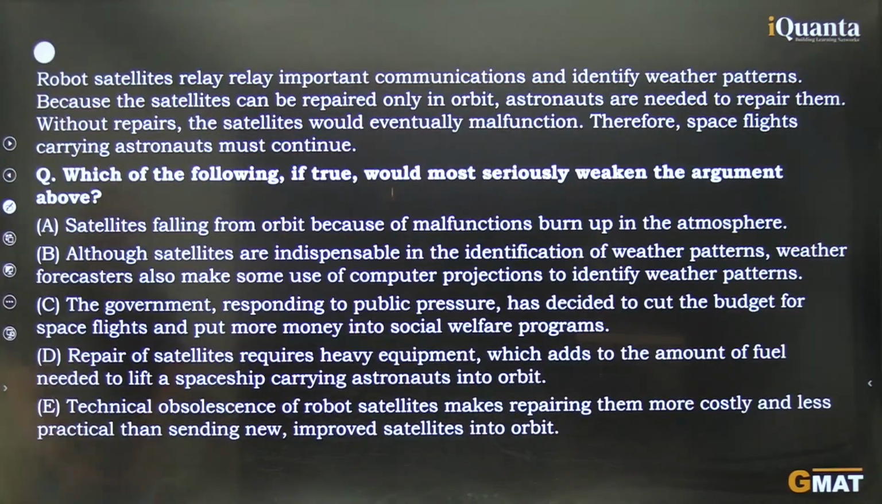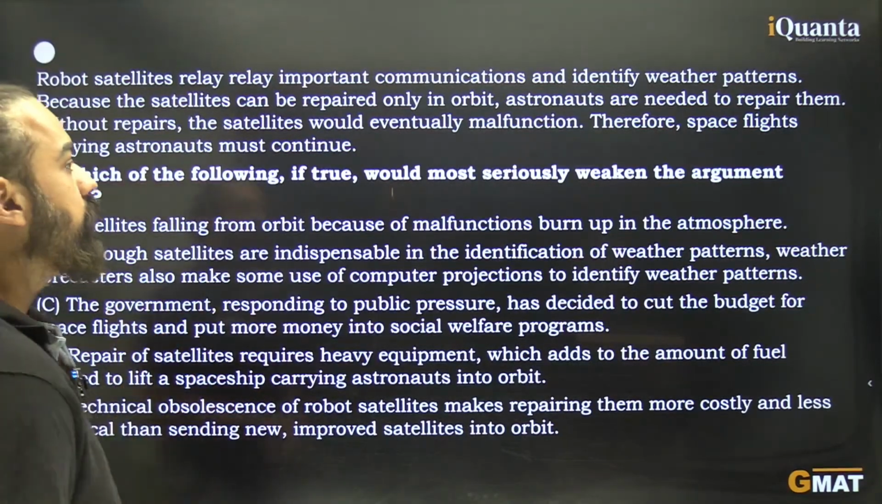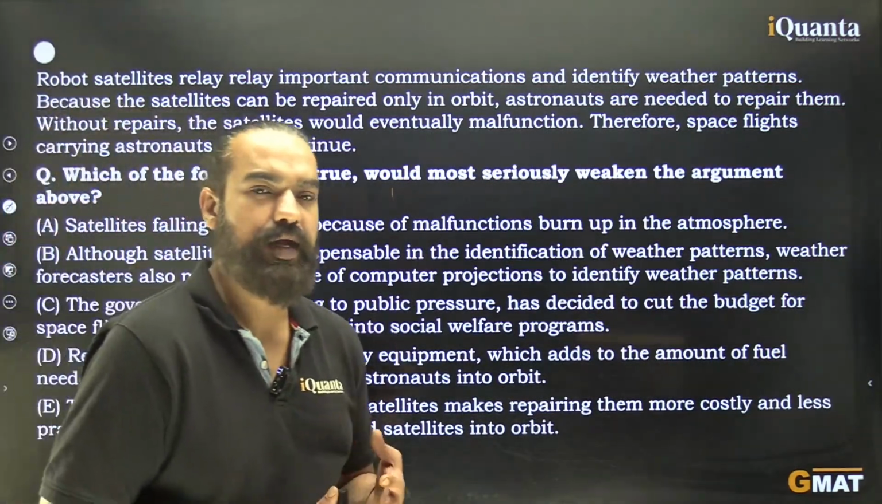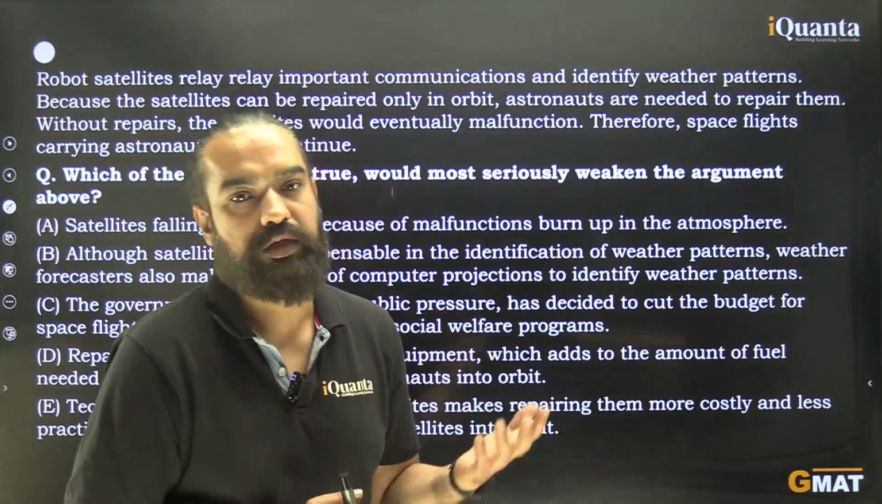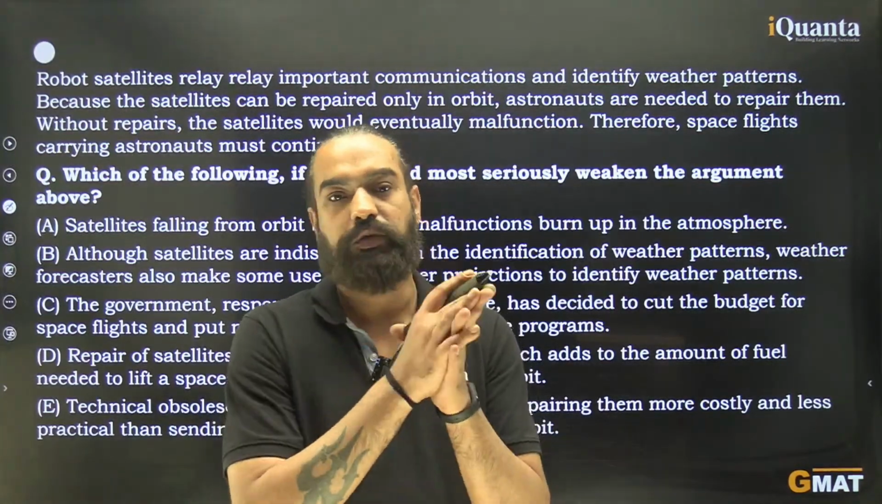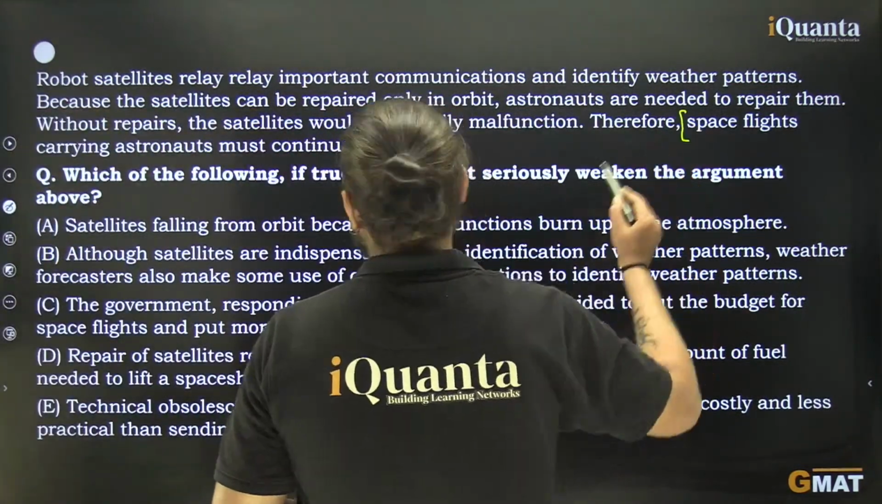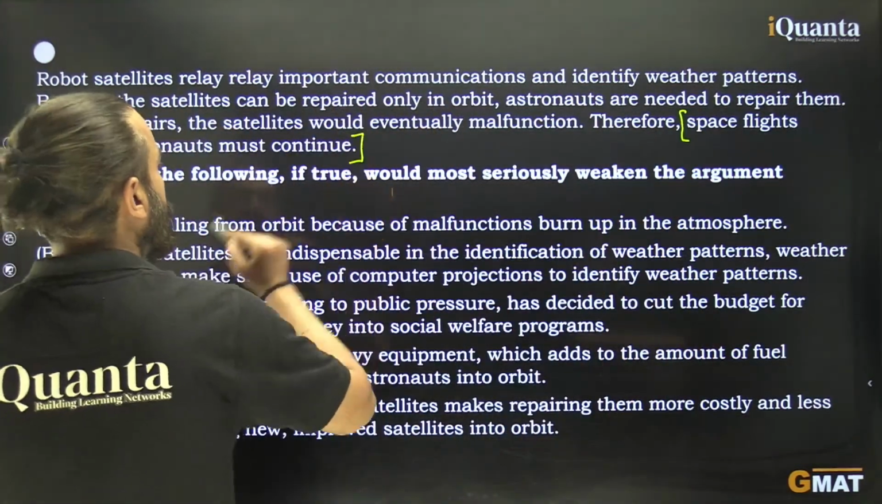The argument says, robot satellites relay important communications and identify weather patterns. Because the satellites can be repaired only in orbit, astronauts are needed to repair them. Fair. Without repairs, the satellites would eventually malfunction. Therefore, space flights carrying astronauts must continue. So we have satellites in orbit that need to be repaired every now and then, otherwise they'll start malfunctioning. So we have a need to keep sending flights with astronauts out into outer space. That's my conclusion. Space flights carrying astronauts must continue.